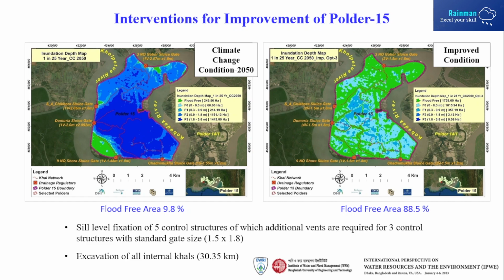After the improvement option, we have seen that the flood-free area for Polder 15 becomes 88%, which is quite a bit more than 80%. So we can take measures to improve the polder to that level, and the interventions to make this situation are that we have to provide 5 control structures and excavation of 30 kilometers.